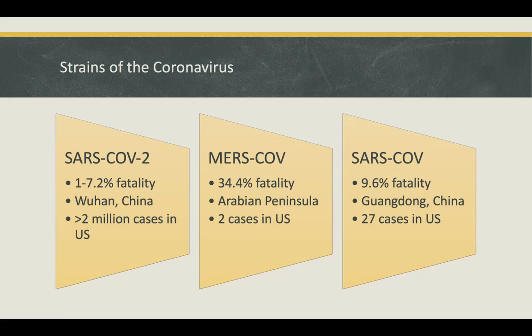The original strain of the coronavirus is SARS-CoV. It has a 9.6% fatality rate, and it also originated in China along with SARS-CoV-2. There are only 27 cases known in the United States.